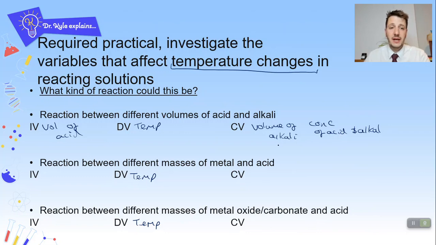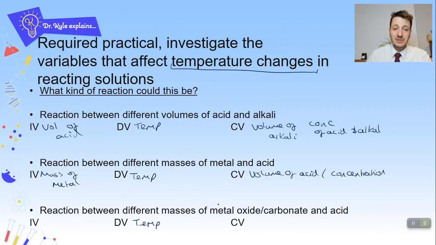Or it could be the reaction between sulfuric acid and potassium hydroxide. And here you would just change what you need to do, measure your temperature, and keep the concentrations and the volume of whichever one you're putting in your polystyrene cup the same, which we'll go through the method in a second. Okay, so reaction between different masses of metal and acid. Your independent variable here is going to be your mass of metal. Your dependent variable again is your temperature, and then your control variable here is going to be your volume of acid slash concentration again. So you want to keep that the same.